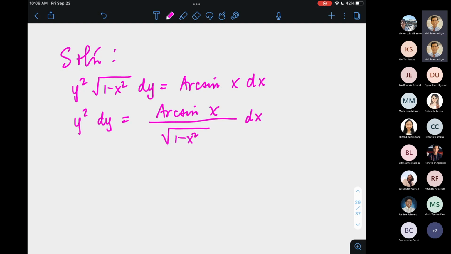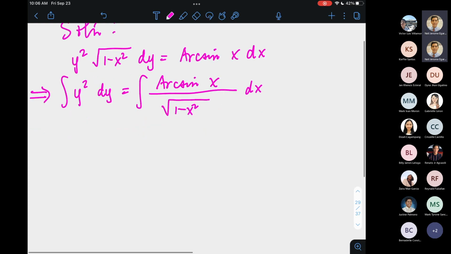Now the variables are separated from each other. All we need to do is to integrate, right? So we integrate both sides of the equation. This will be an implication of the previous line, so I put the implication symbol there, right? Madali lang i-integrate yung nasa kanan, nasa kaliwa.